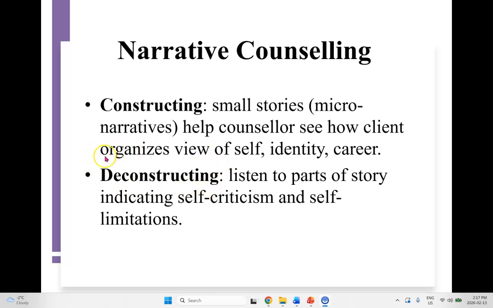You want to deconstruct the story as the CDP, or listen to parts of the story, especially the ones that indicate self-criticism and self-limitations. So you want to just listen to those parts of the story. And these are the types of things that may come up. If you're doing your common assessment as part of needs assessment, clients will quite often tell you stories.